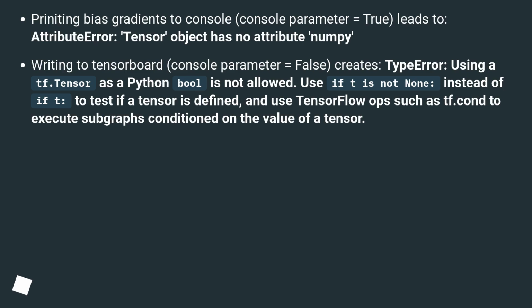Use if t is not None, instead of if t, to test if a tensor is defined, and use TensorFlow ops such as tf.cond to execute subgraphs conditional on the value of a tensor.